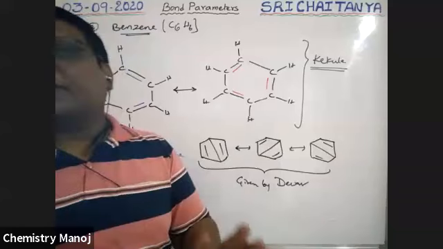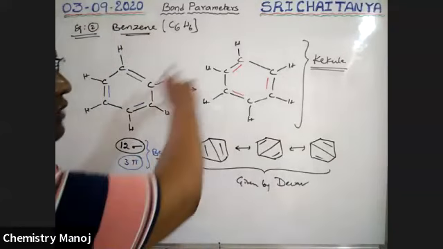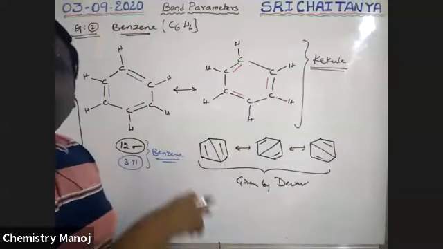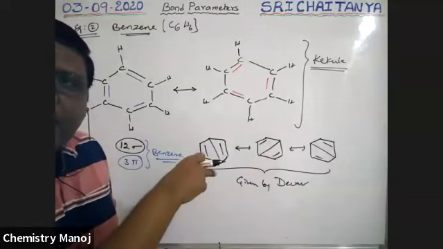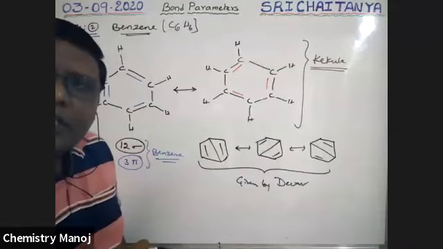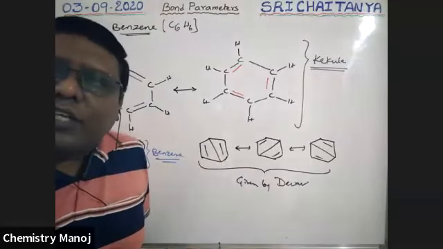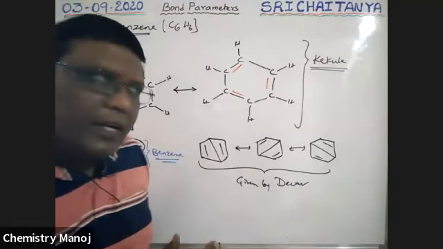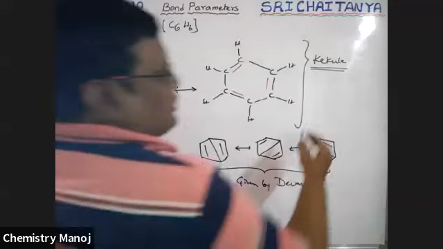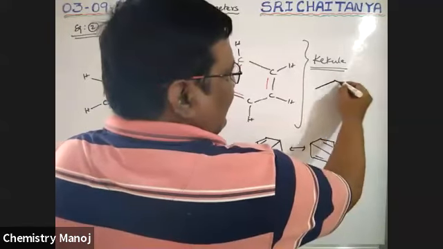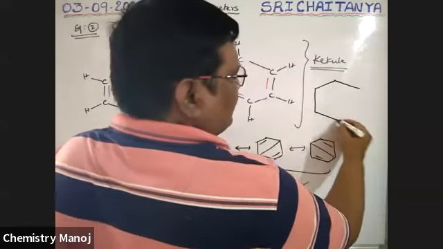Atoms placement is not changed. So that means the collection of all these 5 structures gives a new structure. That is called the resonance hybrid. So for that, the resonance hybrid is like this.